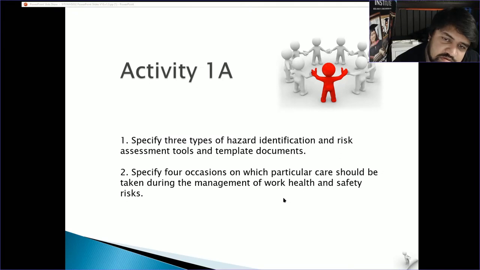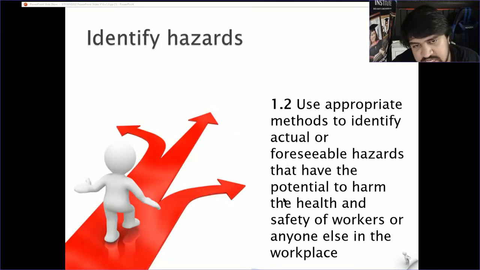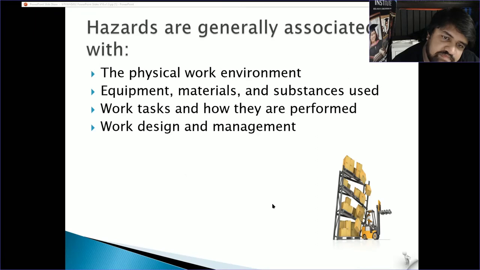Okay, hopefully you've done that. Let's move on to the next one. 1.2, use appropriate methods to identify actual or foreseeable hazards that have the potential to harm the health and safety of workers or anyone else in the workplace.